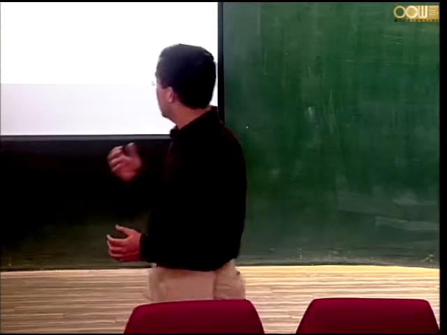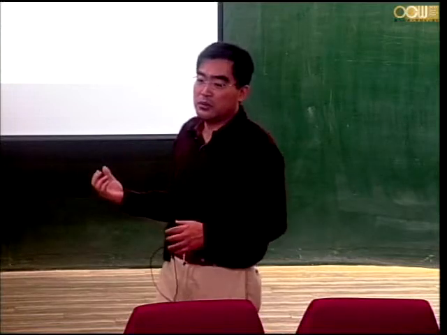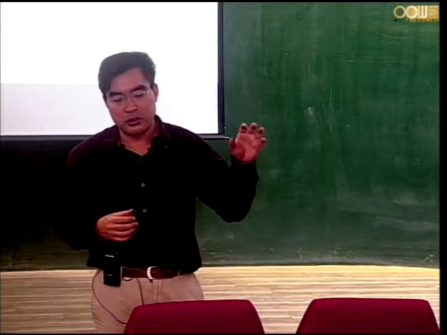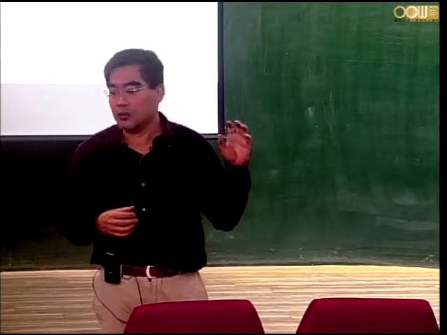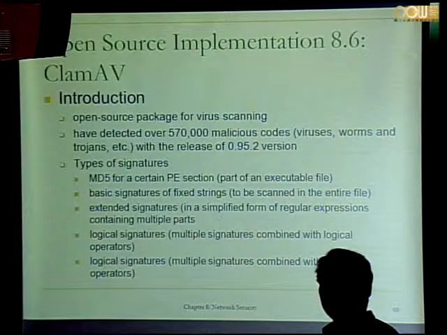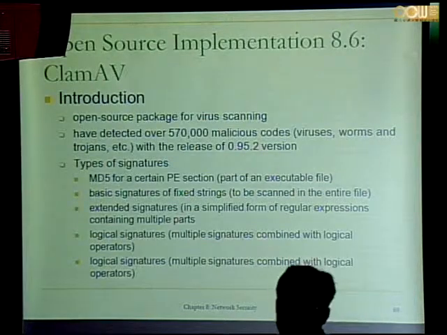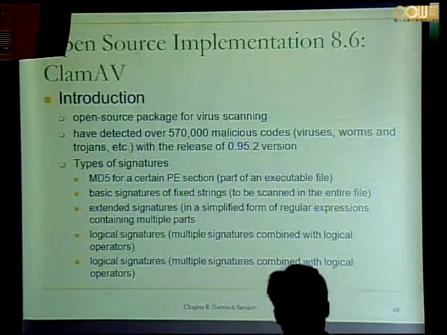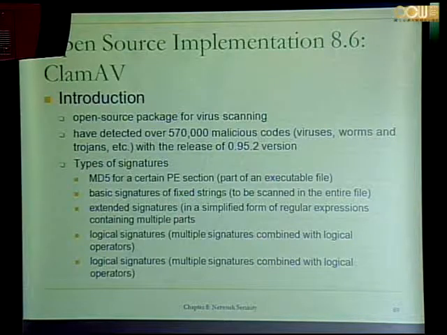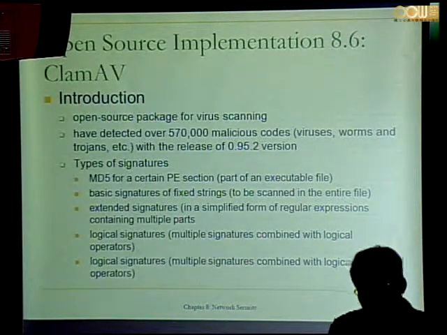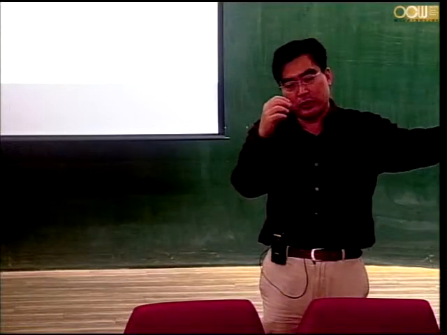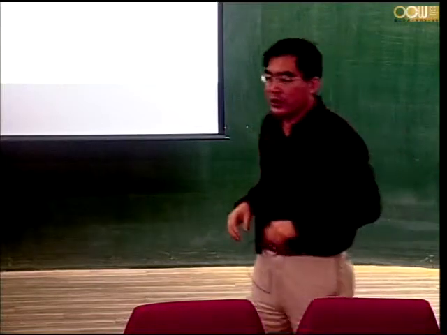Similarly, viruses have signatures, and intrusions have signatures. In particular for viruses, the signature database is usually very large. For example, in ClamAV, they have collected over 570,000 signatures over the years. And each signature is usually long, mostly over 100 bytes.